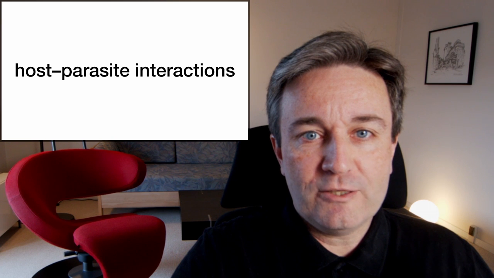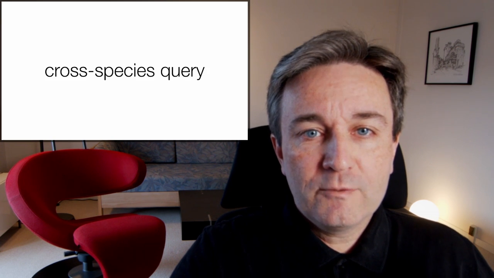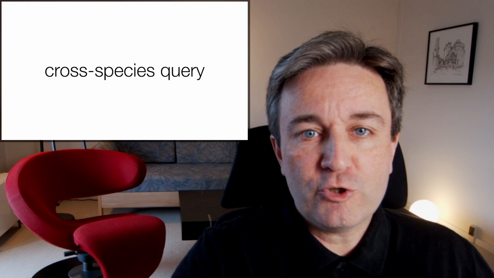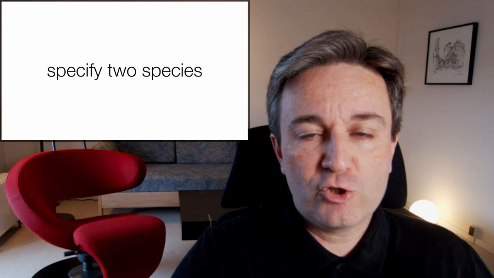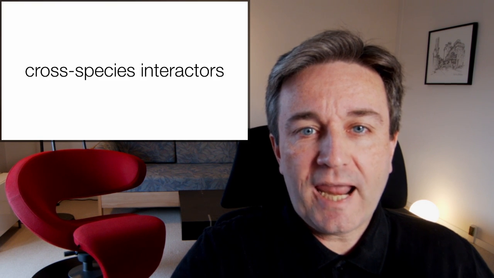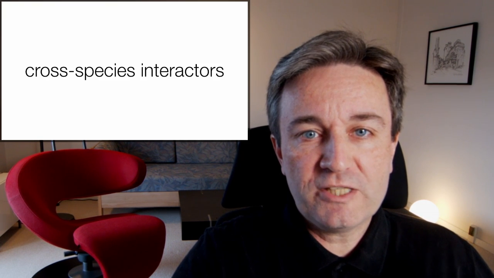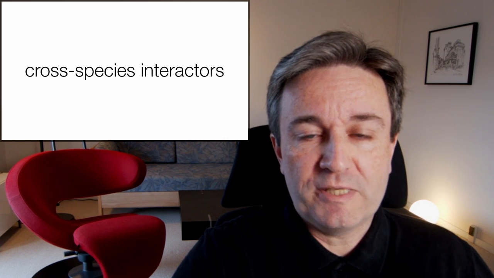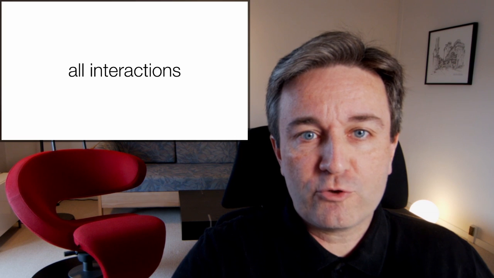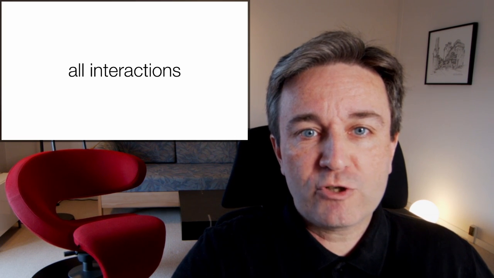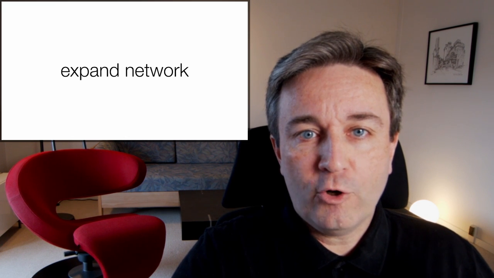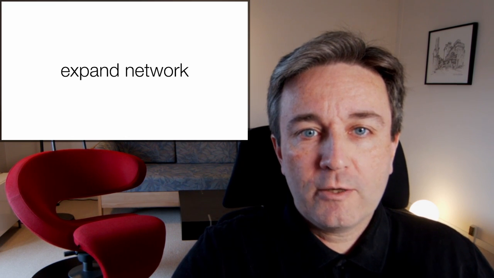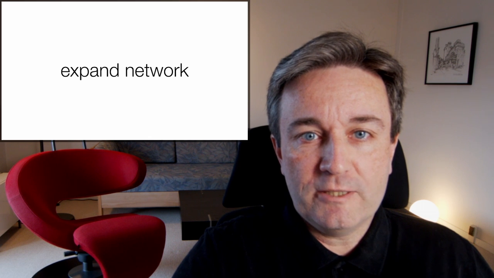Starting with host-parasite interactions. One of the new features in StringApp version 2.0 is the cross-species query. It allows you to simply specify two different species, and the app will then first identify the cross-species interactors, those are the proteins that have interactions with proteins in the other species, and then retrieve all interactions for these, both intraspecies and interspecies. Another way of creating a host pathogen network is by using the expand network functionality.